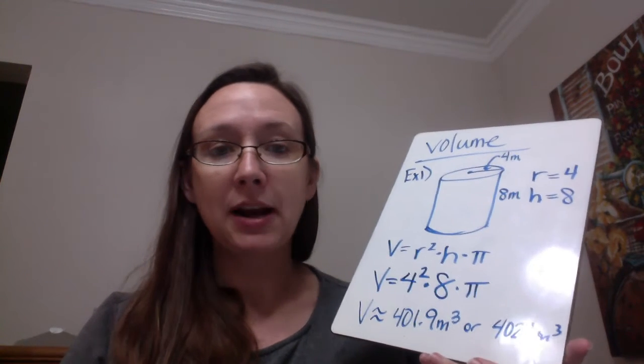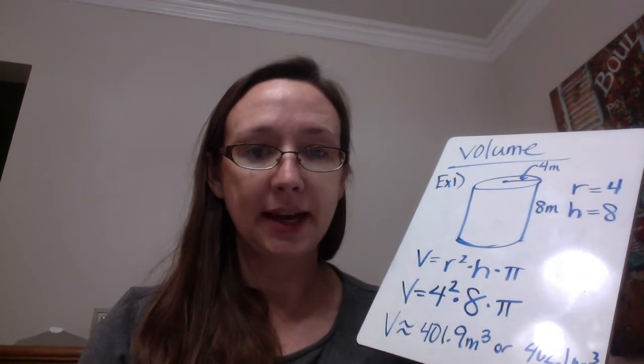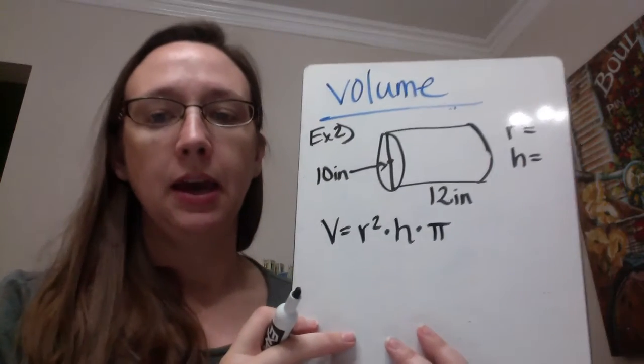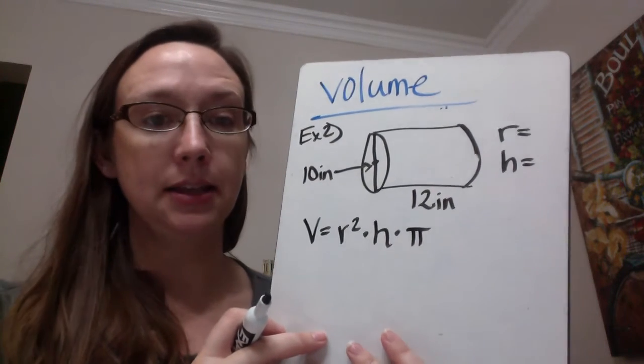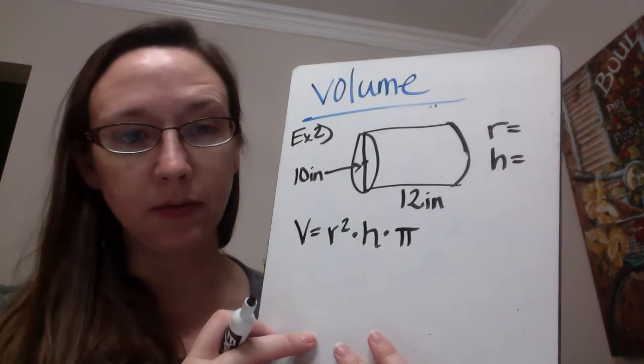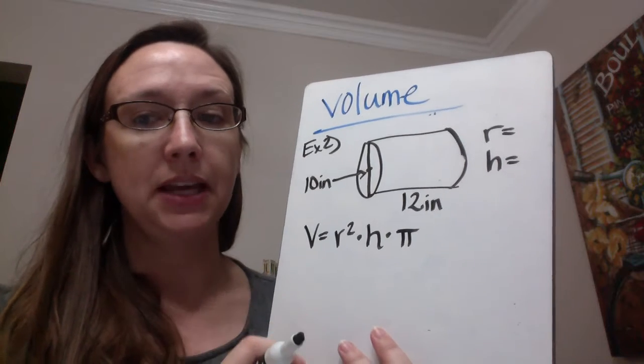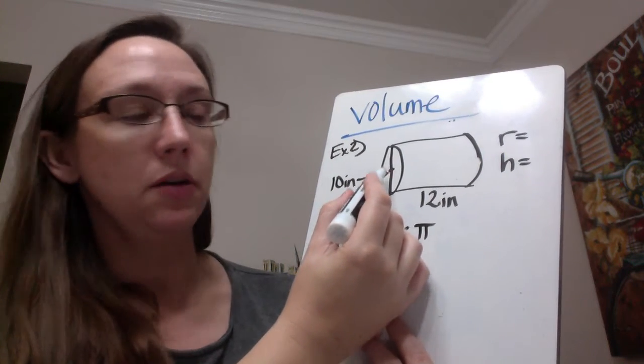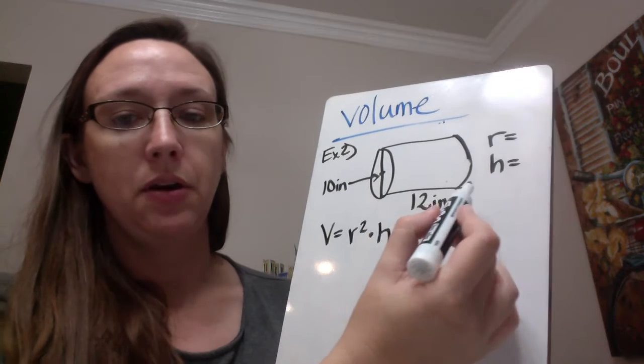Okay, let's do our next example. Give me a second. Okay, so here's example 2. In example 2, the cylinder is on its side. This does not change anything about the volume. It's still going to have the same volume in it. If we look at this one, it's giving you a value here of 10 and a value here of 12.